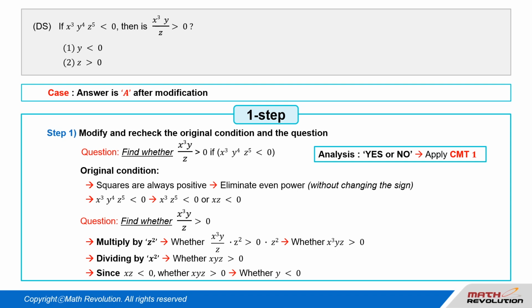That's right. Questions that require the elimination of any even power often appear in the exam. You can learn about this in more detail in lessons I-12 and I-13. We have modified the original condition to whether y is less than 0. So, we have one variable, y, and we have to find out whether y is less than 0. This was the first step, in which we changed the original condition into variables and equations.